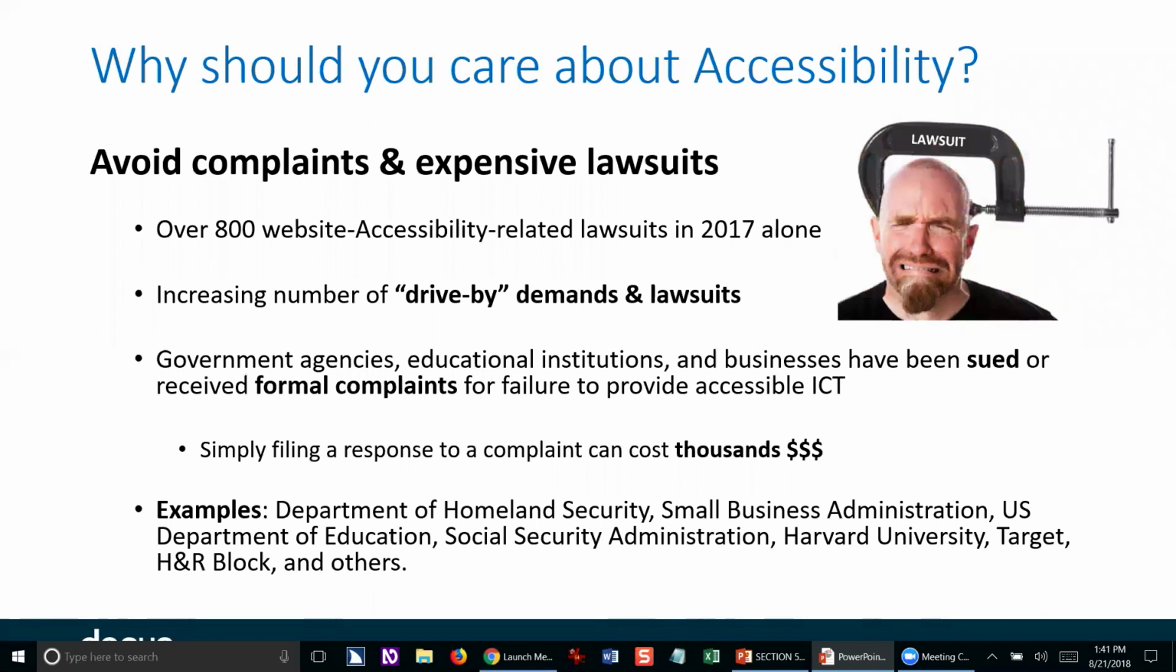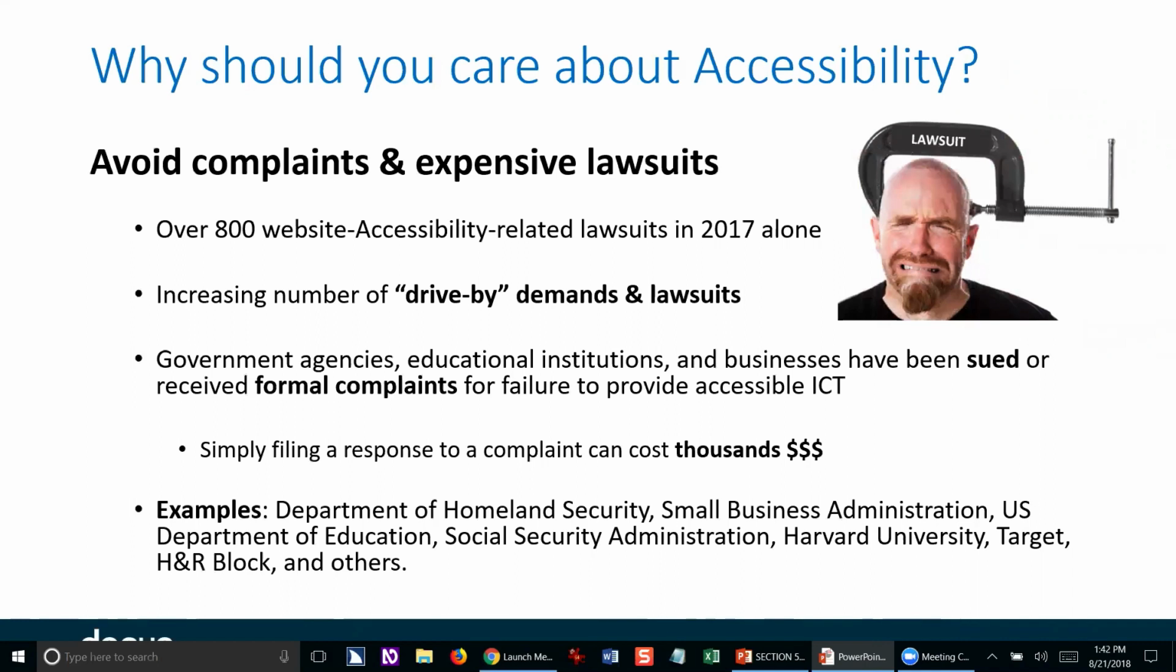Going back to the legal side of things for a moment, it goes without saying that lawsuits are expensive. It can cost thousands of dollars simply to file a response to a complaint. So say you're formally accused of not being accessible. Even if you just want to say, no, we don't agree with you, and here's why. Well, that sentence might cost you $5,000.